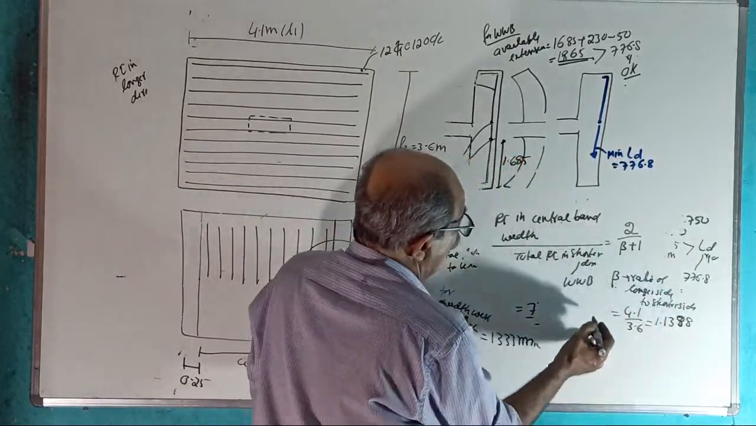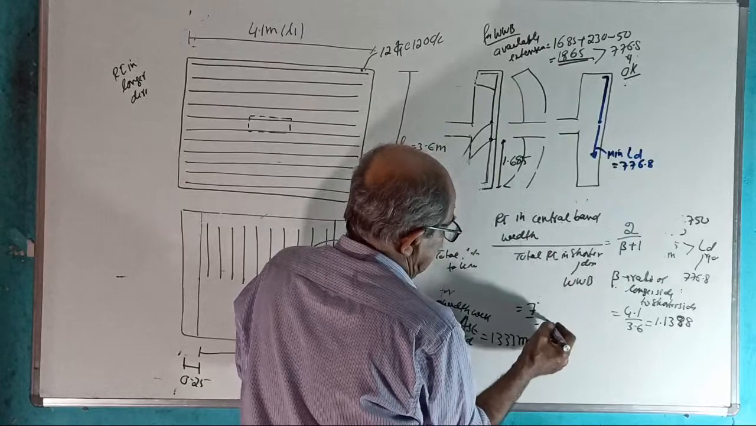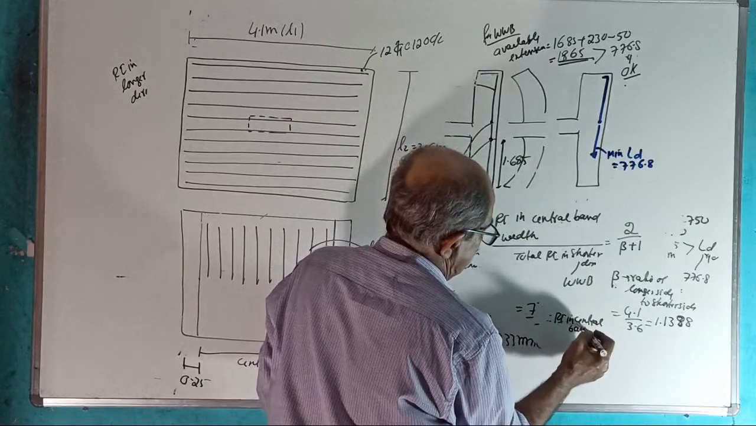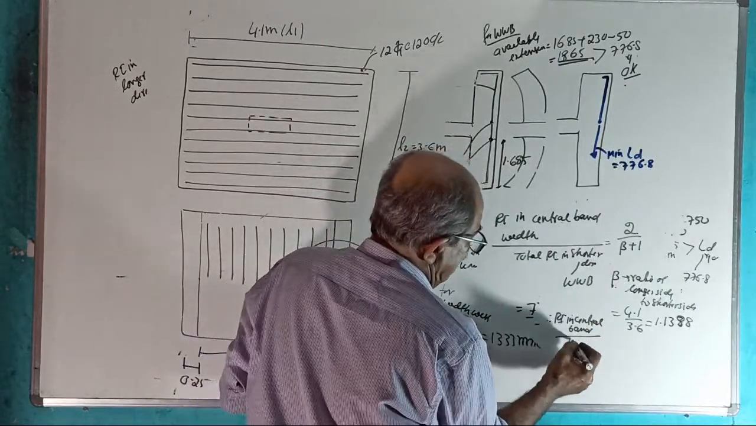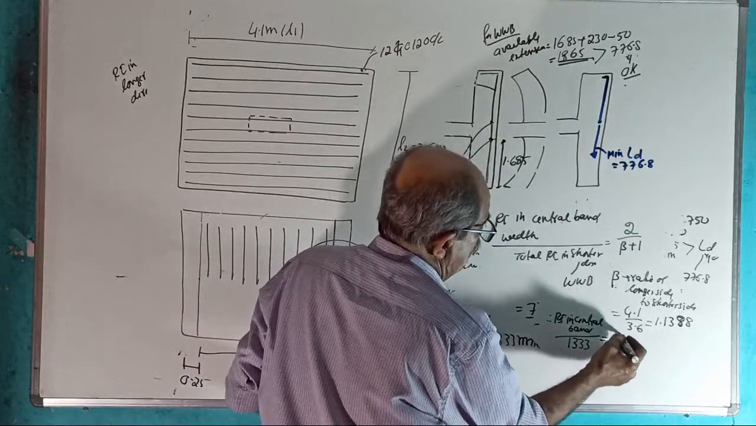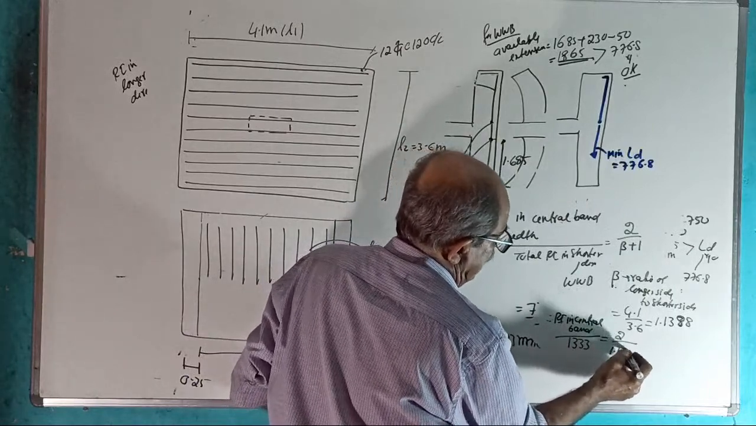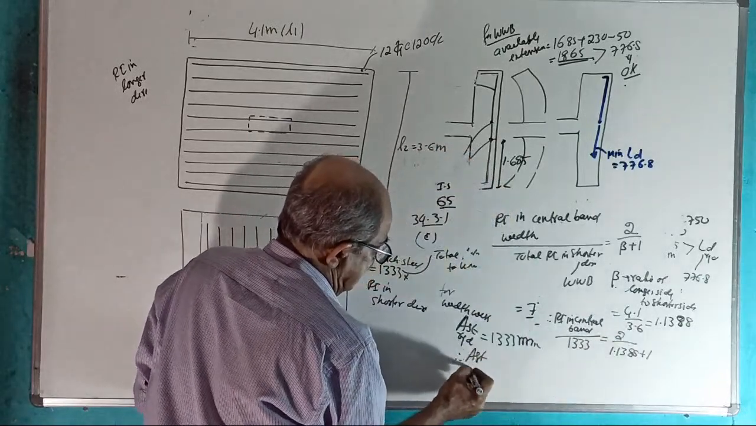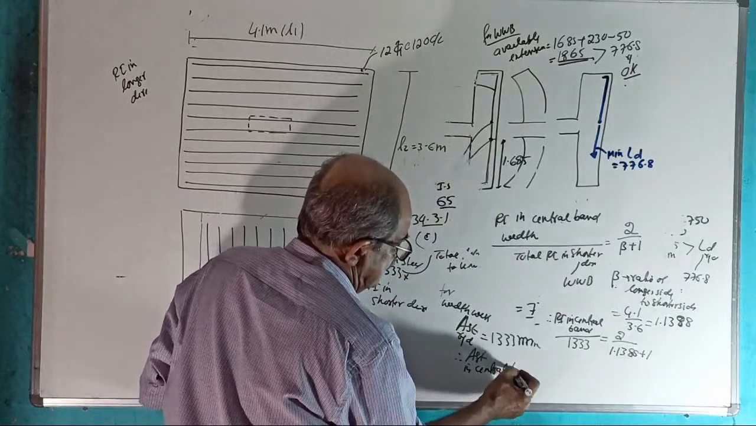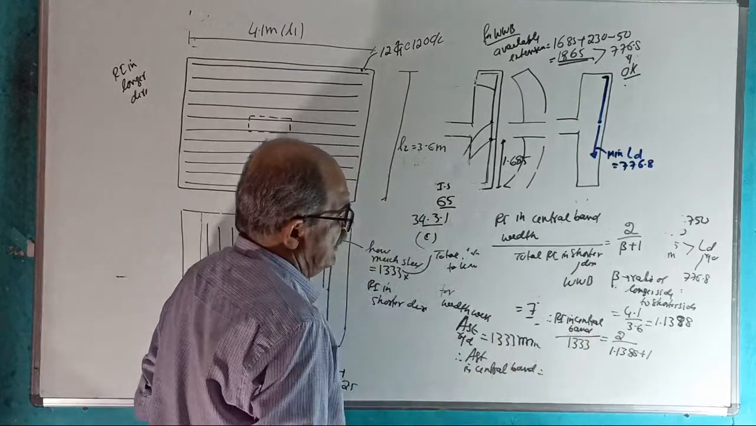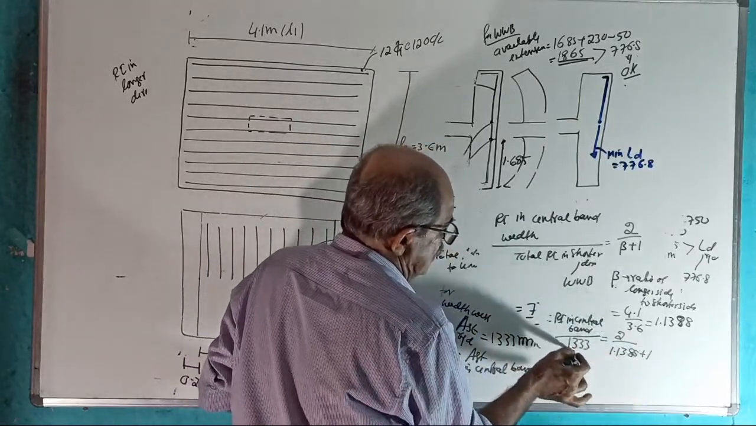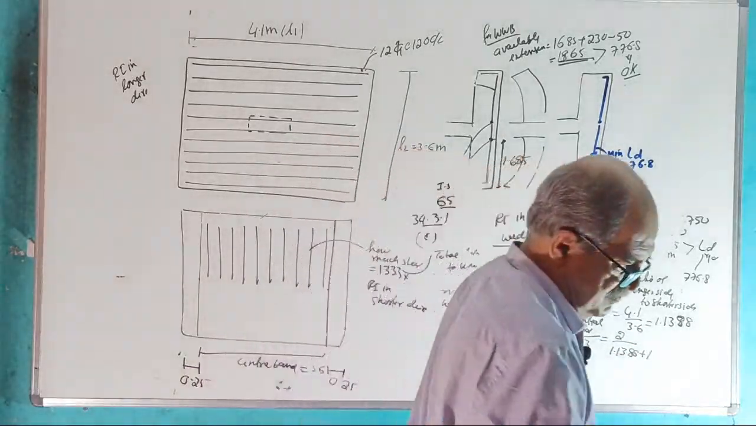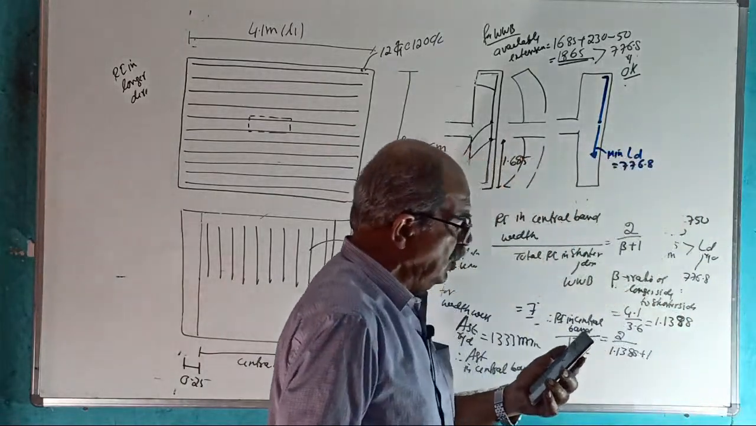1.1388. Therefore, reinforcement in the central band divided by total steel is 1333, which should be equal to 2 divided by 1.1388 plus 1. Therefore, tell me what is the Ast in the central band? Calculate 2 divided by this number into 1333.